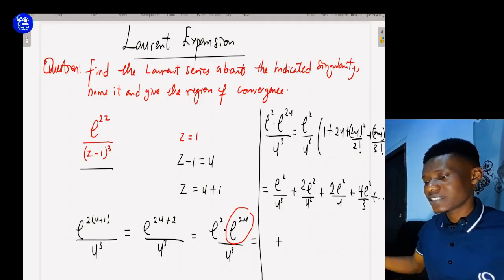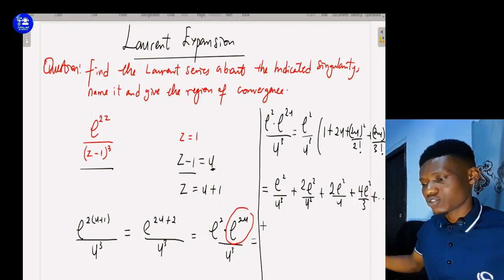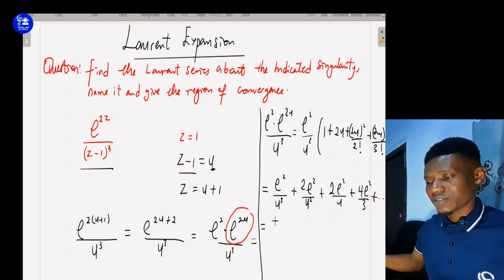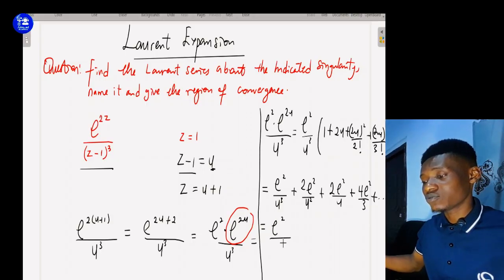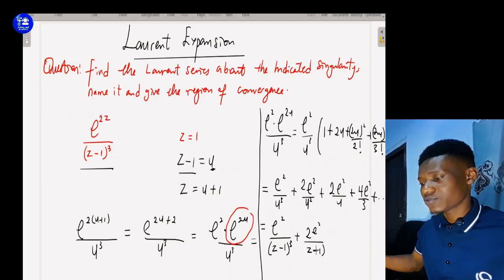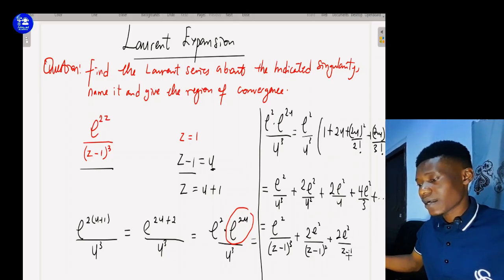Now that you have this, recall that the value of u is the same thing as z minus 1. So instead of writing u, you return it to the form in which the question is given. And that's e squared over z minus 1 to the power of 3 plus 2e squared over z minus 1 to the power of 2 plus 2e squared over z minus 1 to the power of 1 plus 4e squared over 3, and it continues like that.